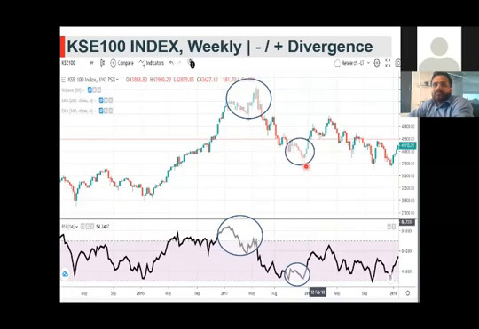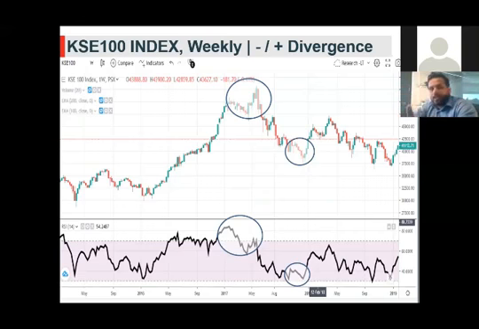Like in 2019, not a single stock was trading above the 200-day moving average. And the same thing happened back in 2008 and 2009 as well. The stocks were not trading above the 200-day moving average.